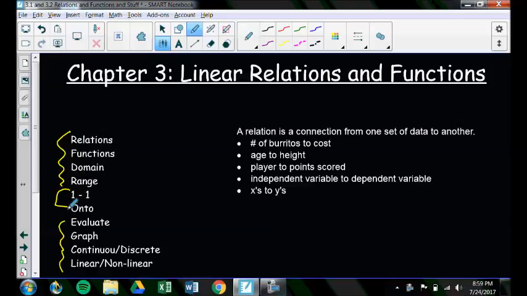A relation is a connection from one set of data to another, or one set of numbers, or one set of values, where we connect one set to another. It could be the number of burritos to the cost. It could be the age of a person to their height. You could relate a player to the points they scored. Independent variable to dependent variable is usually how it works with x's to y's, and that's a relation.